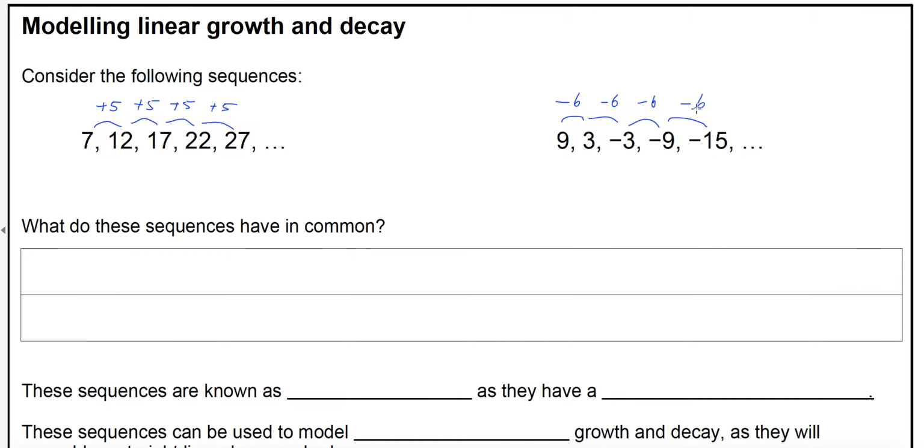So in terms of what they have in common, you'll see that the two terms that are side by side differ by a certain amount. And that difference there is the same for each pair of terms. So for example, if I take this first pair, their difference is 5. And then if I move that across, the difference between this pair of numbers is 5, etc. Over here, difference here is 6, and the difference here is 6. Now I've put -6 there because of course we're going down each time, so it's effectively taking away 6. In terms of what they have in common, they have the same difference.